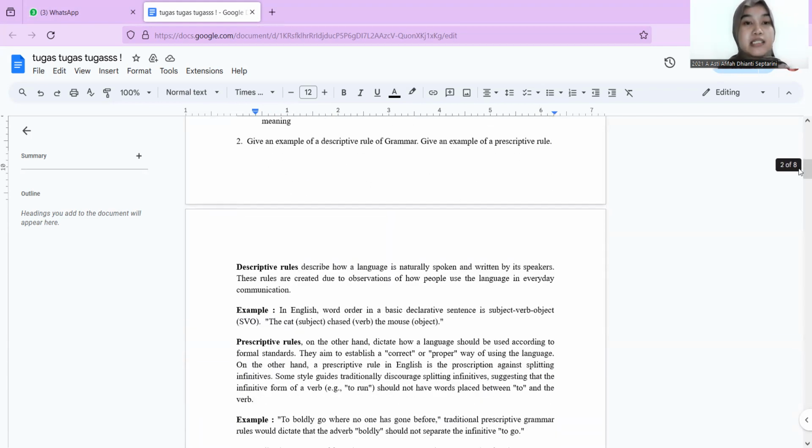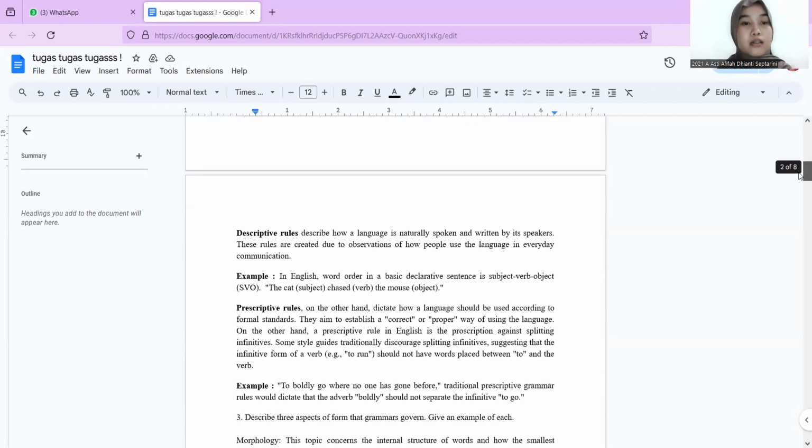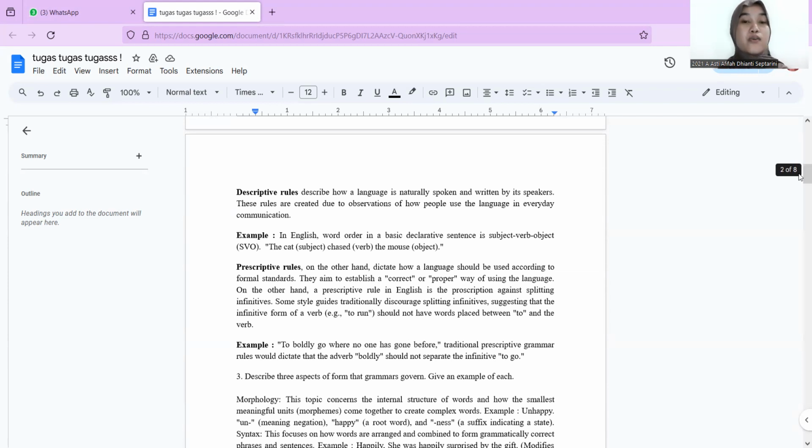Second question is, give an example of a descriptive rule of grammar. Give an example of a prescriptive rule. Okay. So descriptive rules describe how a language is naturally spoken and written by its speakers. These rules are created due to observation of how people use the language in everyday communication. For example, in English, word order in a basic declarative sentence is subject, verb, object, or SVO. So the cat is subject, chase is verb, and the mouse is object.